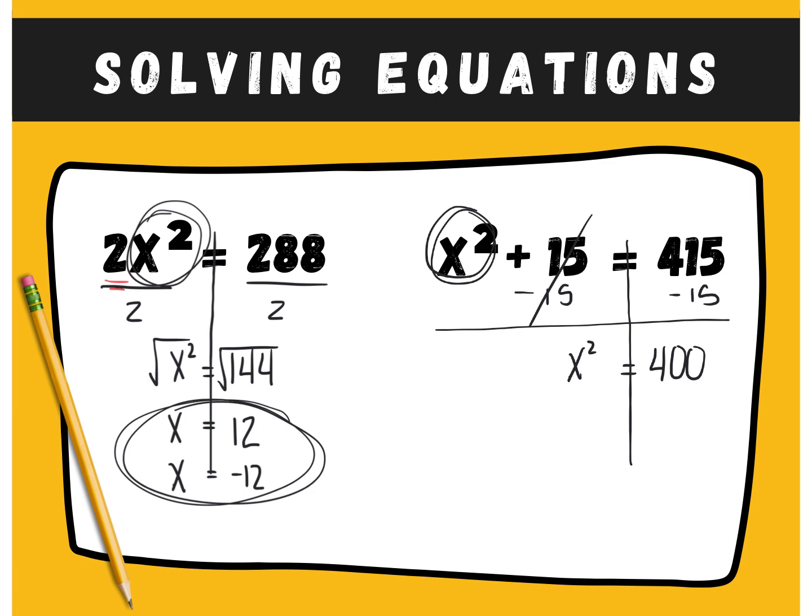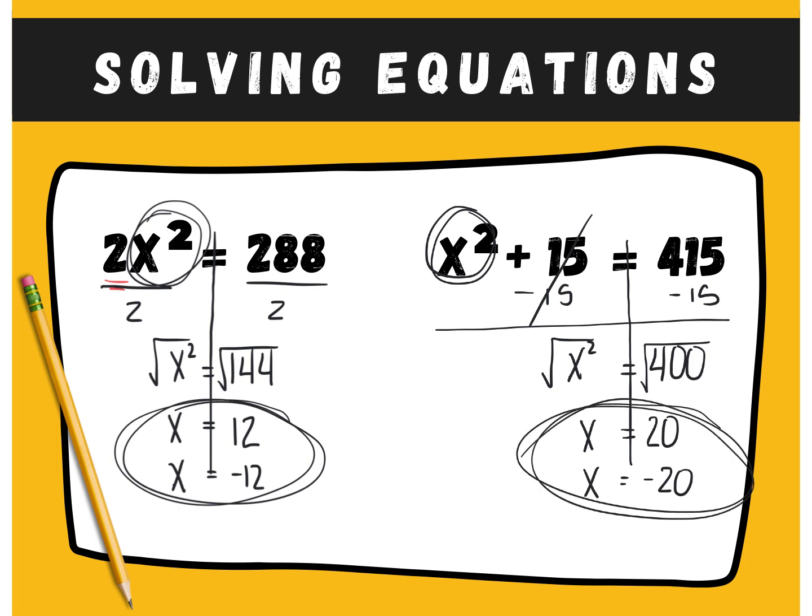And now I need to get just x, not x squared, so I will square root both sides. I know that the square root of x squared is just x. And on the right-hand side, the square root of 400 is 20 and is also negative 20 because positive 20 times itself is positive 400 and negative 20 times itself is positive 400.